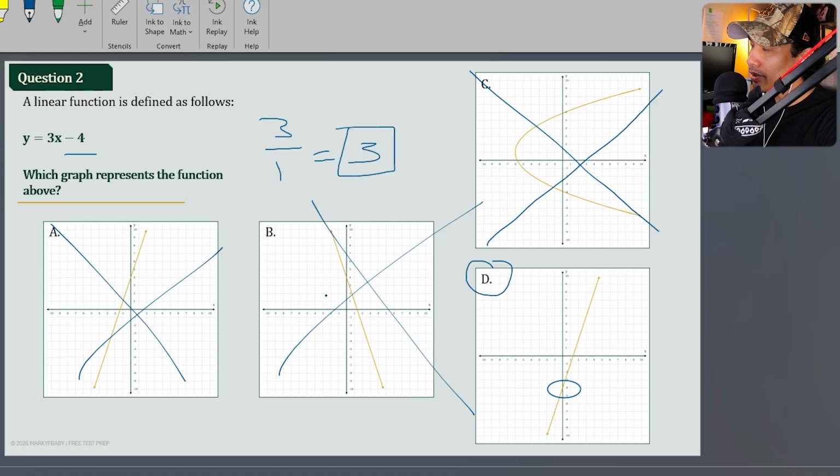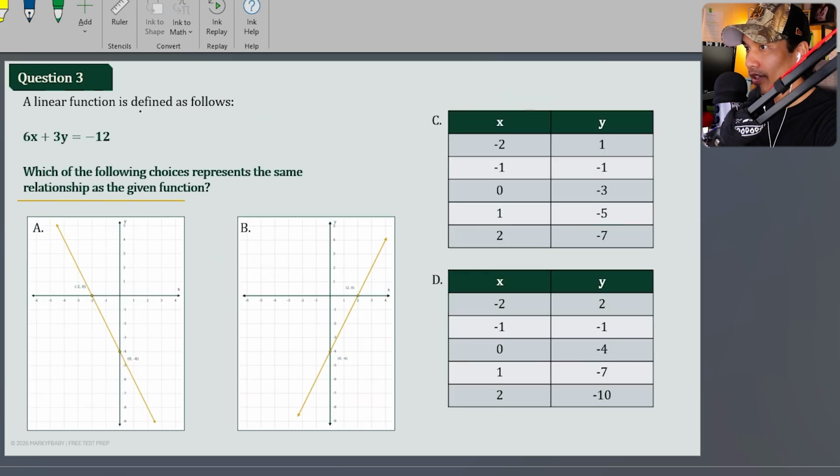Again, I don't think something like this will be on the test, but it's going to be much harder. Now we're going to see some like test questions, okay? So, a linear function is defined as follows. This is question number 3. 6x plus 3y equaling -12. Which of the following choices represents the same relationship as the given function?